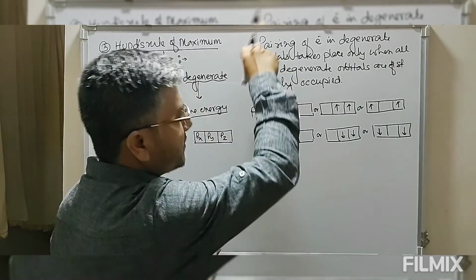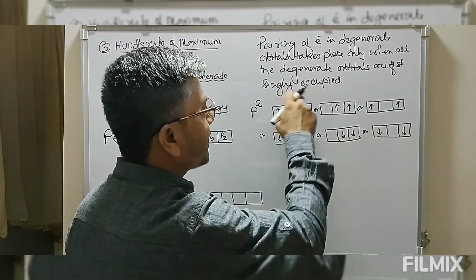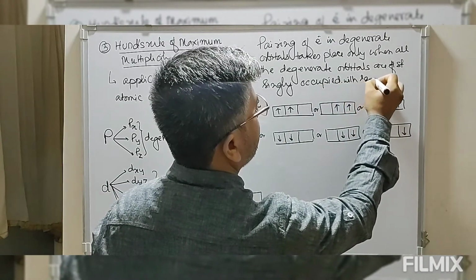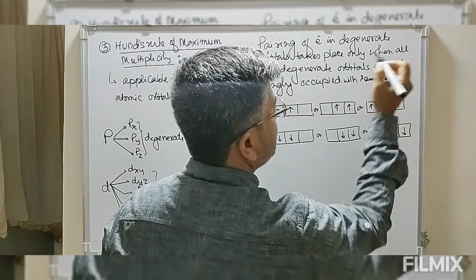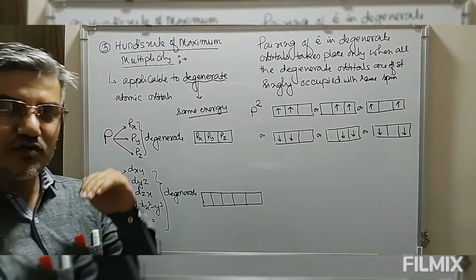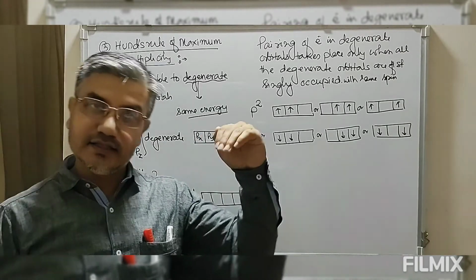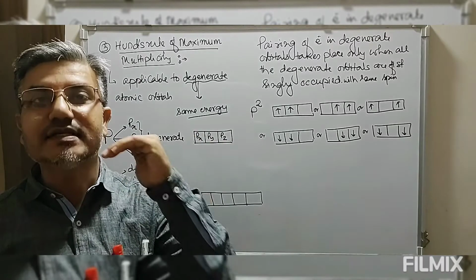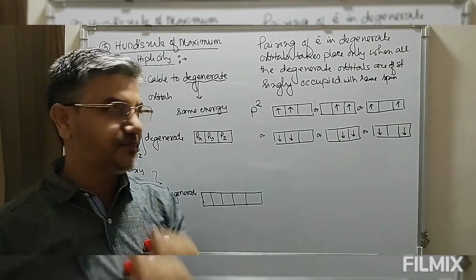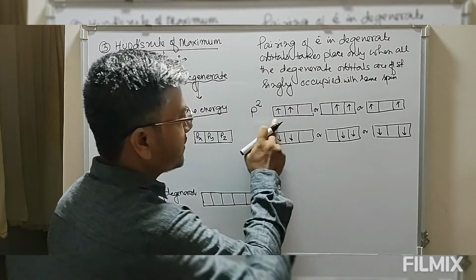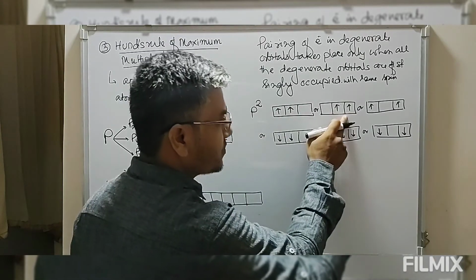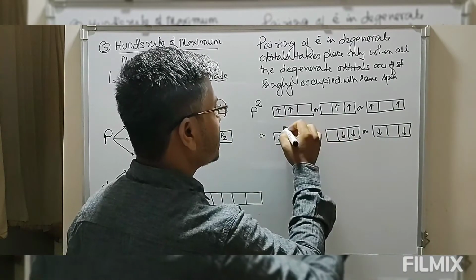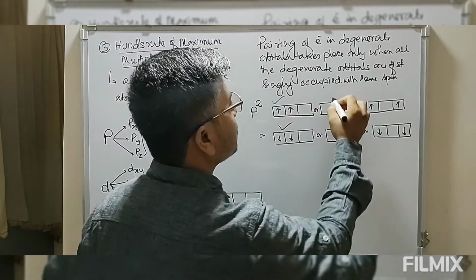Then the statement further says that though we have singly occupied orbitals, they must have the same spin. So when we place single electrons in degenerate orbitals, all these electrons should have the same spin quantum number. Now look at this: these are electrons with positive spin, positive, positive. We can have this configuration, and it is allowed.